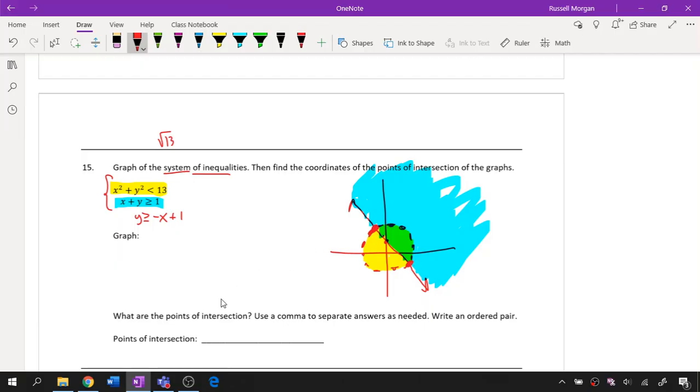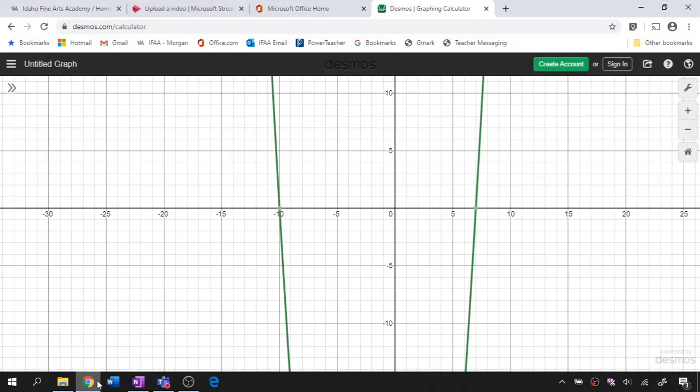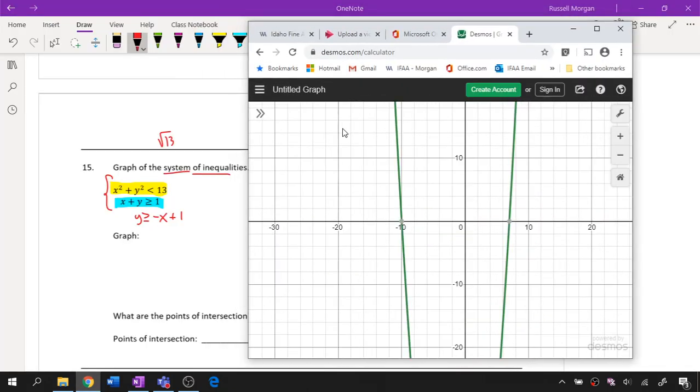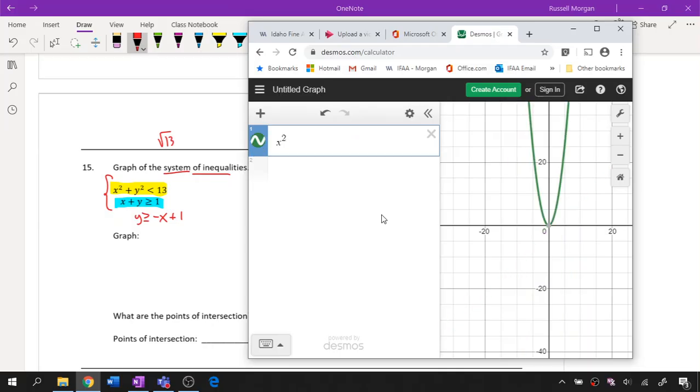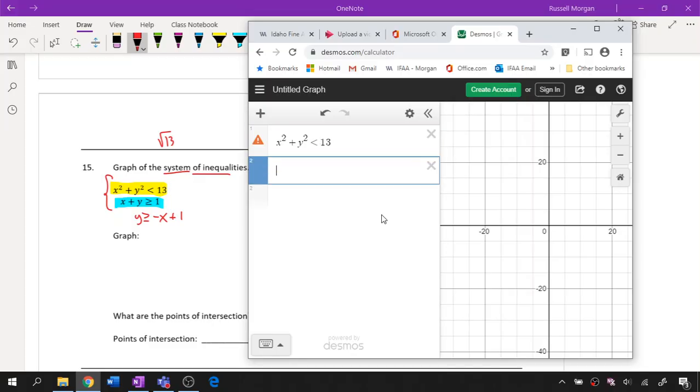There's some fancy algebra you can do, but as a skill with technology, it's important to be able to use our technology. So I'm going to type in these two things. It actually doesn't matter to me if I put the less than or not. That's not my focus. I'll put the less than just so I can see it. So there's my circle. And then let's also do the x plus y is greater than or equal to.